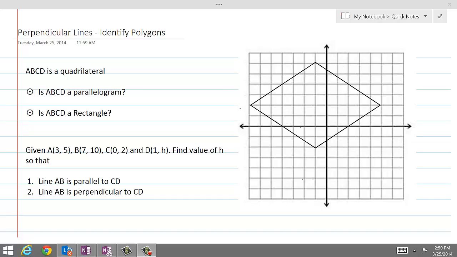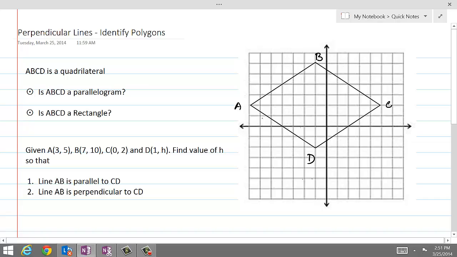In the first question, we are given a polygon ABCD, and what is required of us is to prove that this is a parallelogram. Let's name the vertices of this quadrilateral as A, B, C, and D, and write down the vertices from the grid.